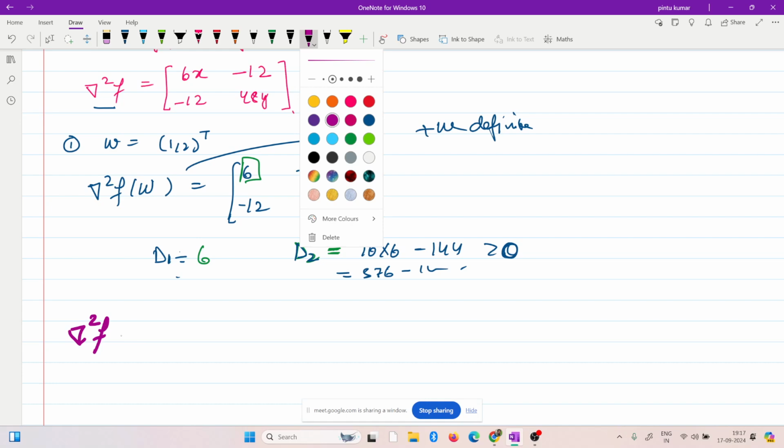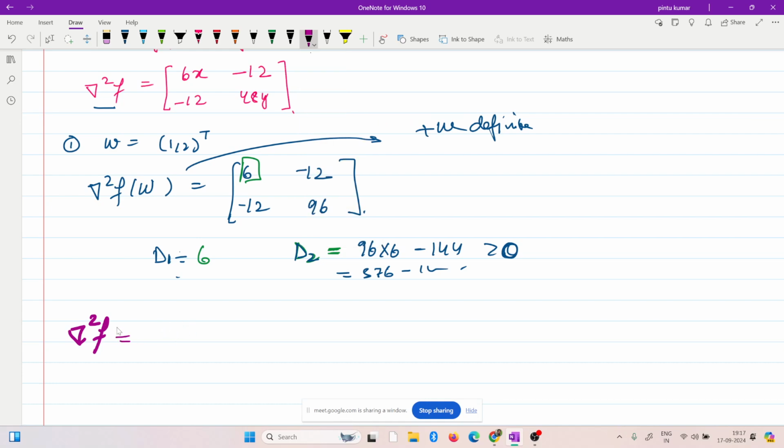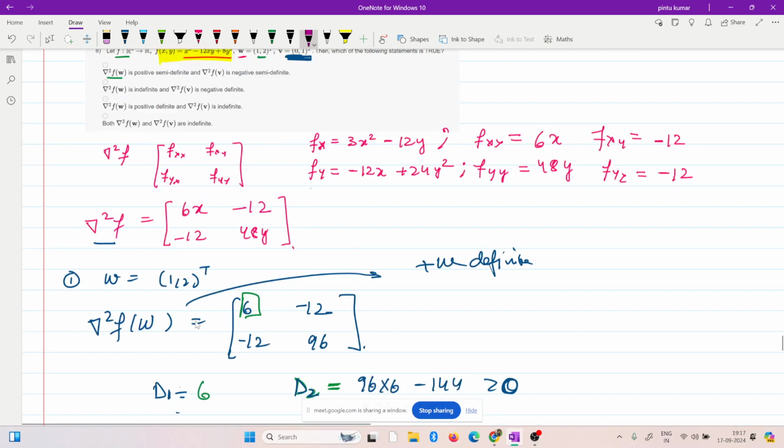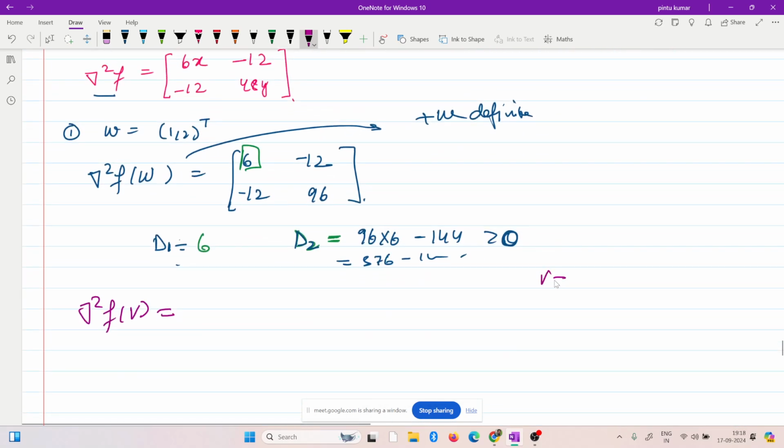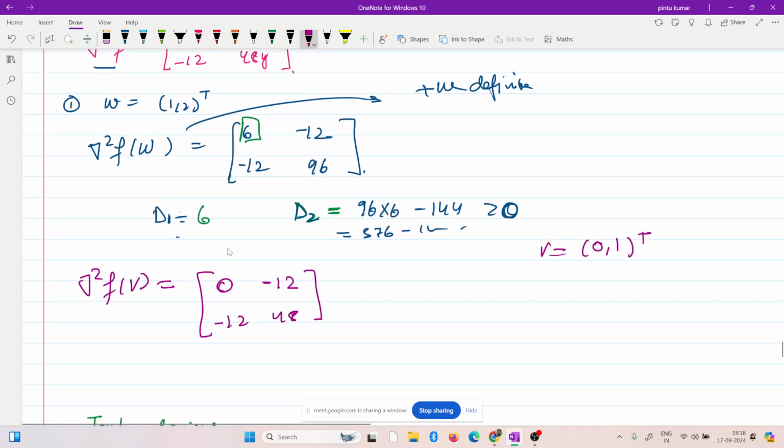The Hessian at point V is given by, V now is 0 comma 1, right? And this is what we have calculated as our Hessian. So the matrix boils down to 0, minus 12, minus 12, and 48. Now if you look at our D1, D1 is 0 and D2 is minus 144, right?